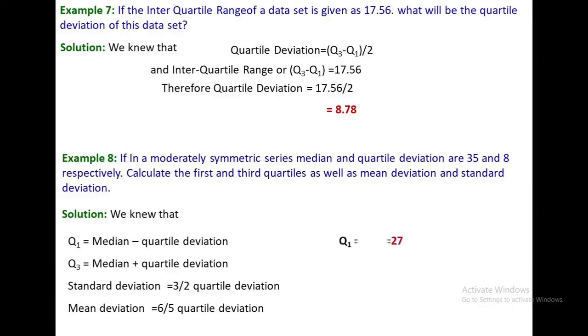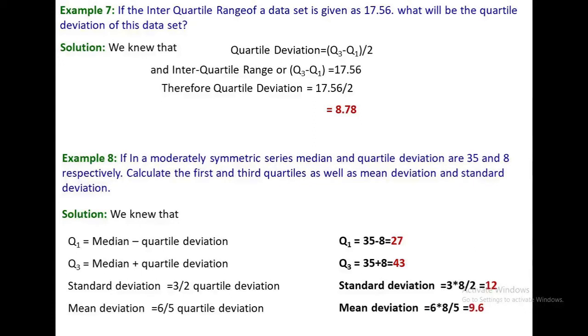Therefore, quartile 1 will be 35 minus 8, that will be 27. Quartile 3 will be 35 plus 8, it will be 43. Standard deviation will be 3 into 8 divided by 2, that will be 12. And mean deviation will be 6 into 8 divided by 5, that will be equivalent to 9.6.